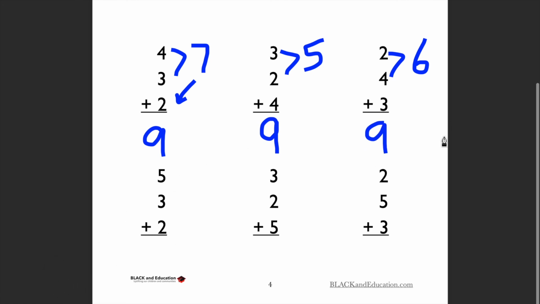So maybe if you get a chance, download your worksheet. If your parents let you do that, if your mom lets you do that, try these other problems out on your own and prove it to yourself. See if you can figure out whether the order really does matter when it comes to addition. See if you can figure this out on your own.